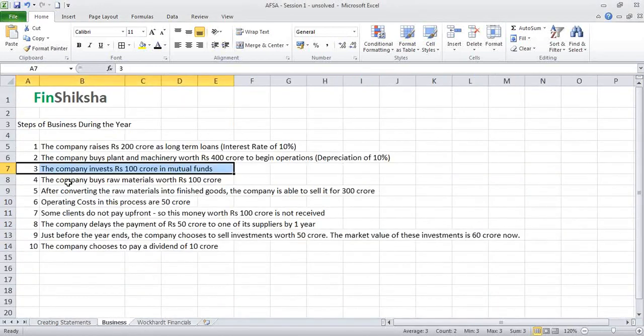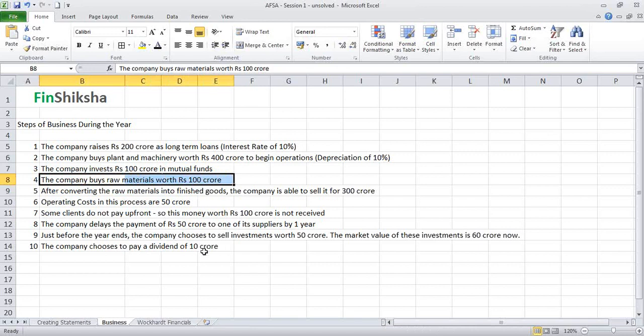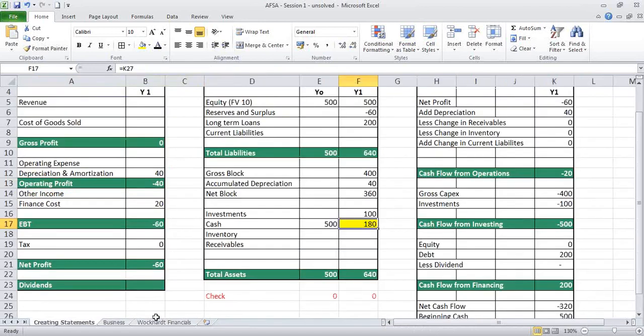Now the company goes and buys raw material worth 100 crore in the next stage. This should change the inventory of the firm. It's not said whether they have sold it. They've just bought raw materials worth 100 crore. They would have used cash to buy it. So once again, cash will go down and inventory will go up. That's all that is going to happen. I put 100 here. Automatically, the cash goes down from 180 to 80 and the balance sheet stays balanced once again.